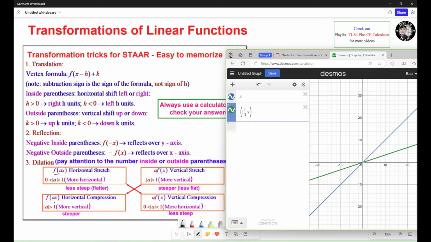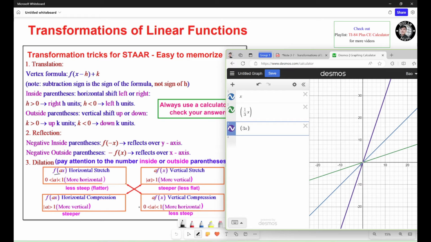Alright, the next one. If you multiply the input by a number greater than 1, you will get the new graph that is horizontally compressed, or more vertical, or steeper. Now, look at the next one. So I'm going to multiply the parent function by 3. So I have parentheses 3s. So you see that the purple one is going to be steeper.